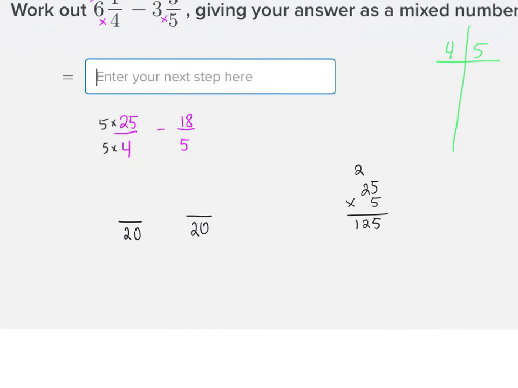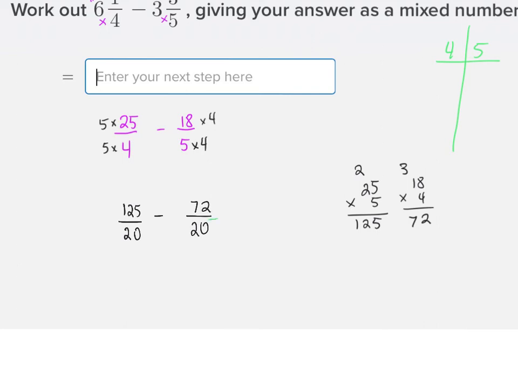So I get 125. Now I'm going to do the same over here. 5 times 4 was 20. So I'm going to do 18 times 4. 4 times 1 is 4, plus 3 more is 72.